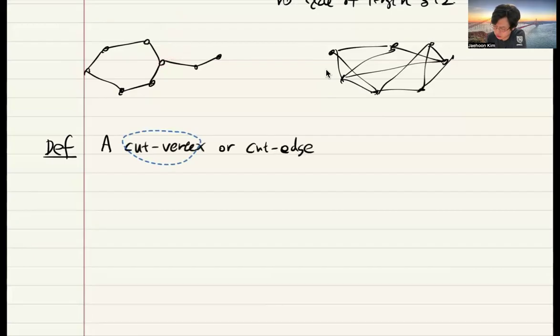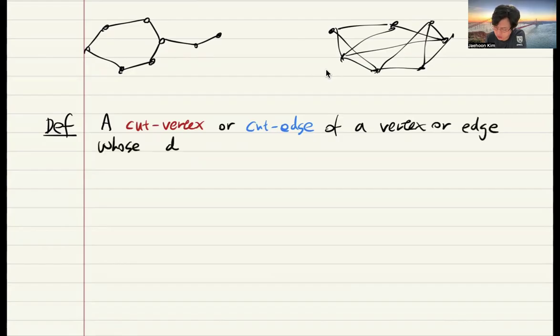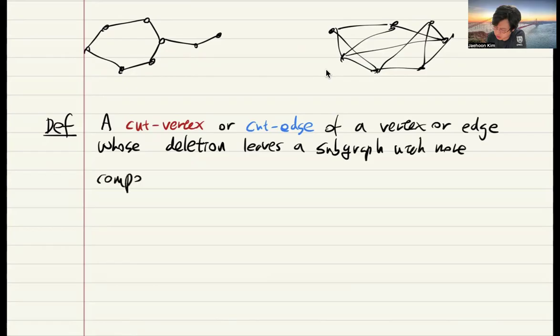We say a vertex is a cut vertex, or an edge which is a cut edge. This is either a vertex or edge whose deletion gives a subgraph with more components than G.